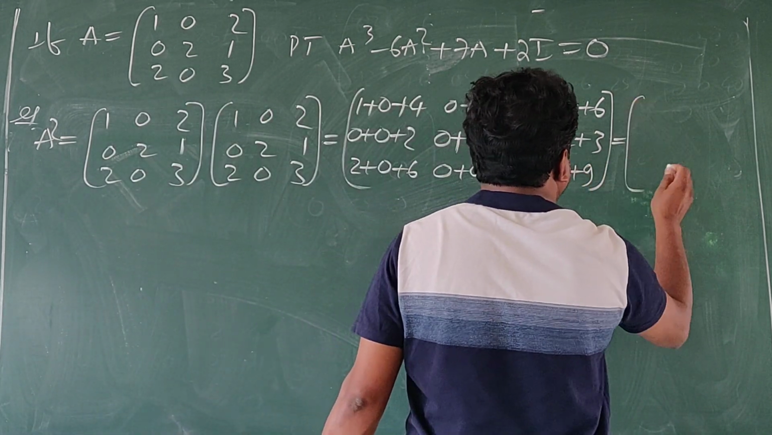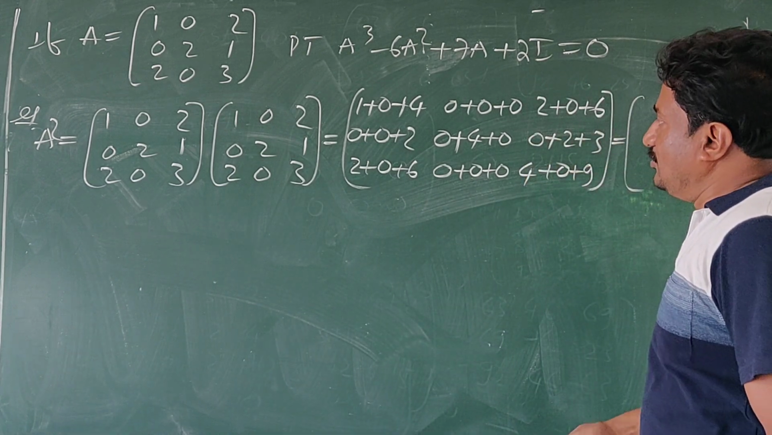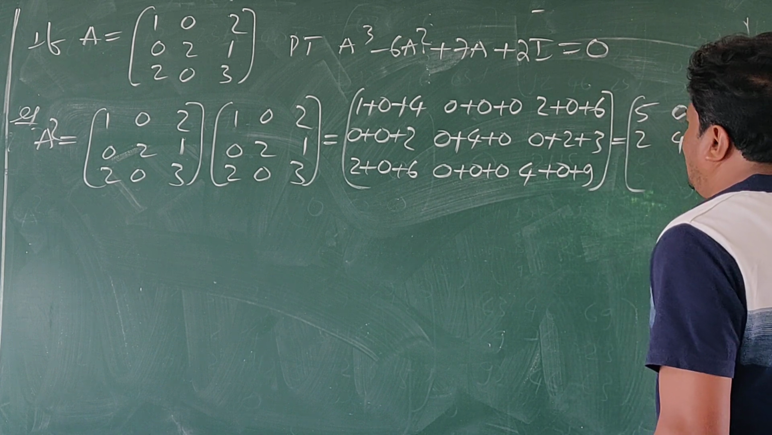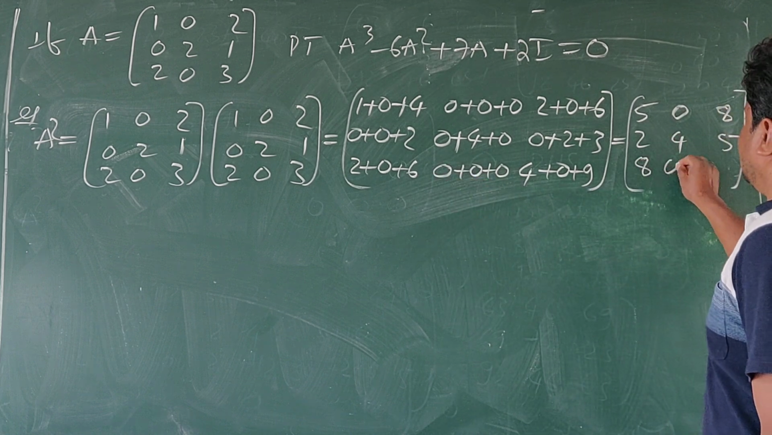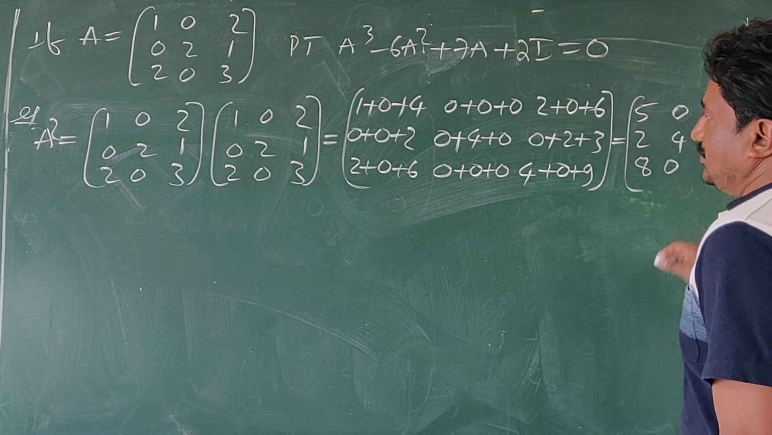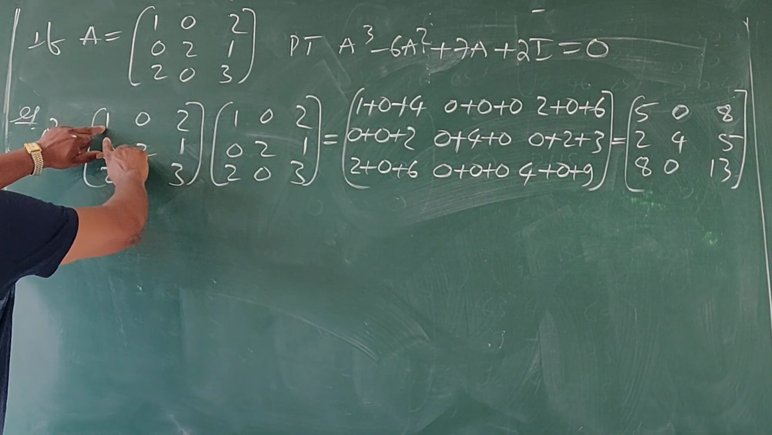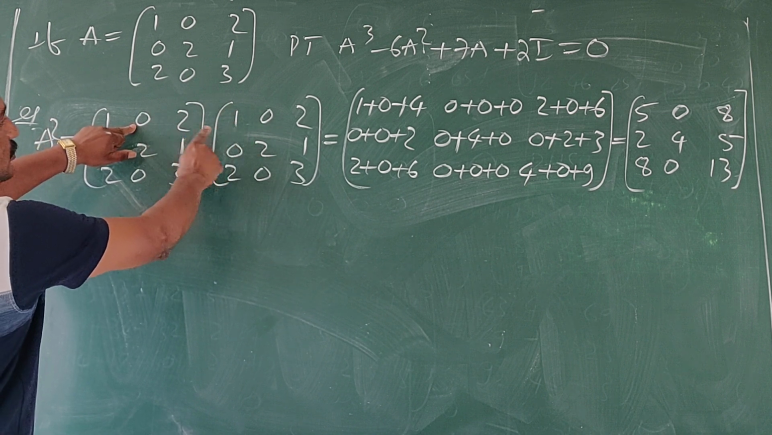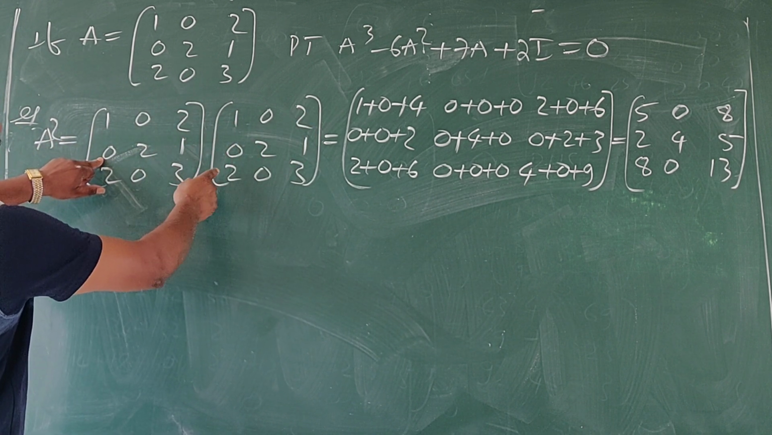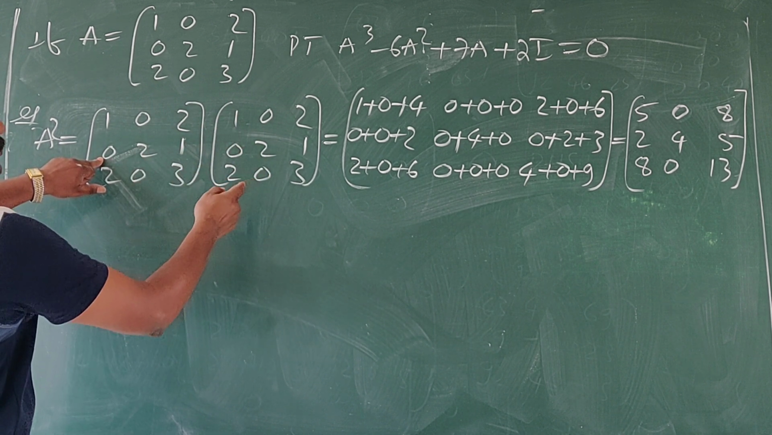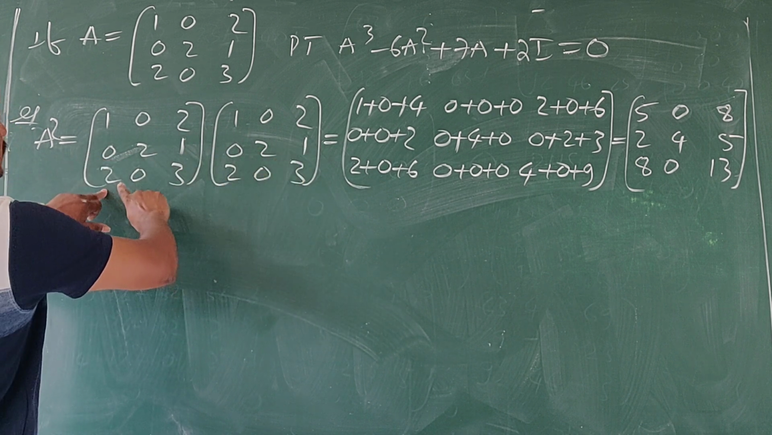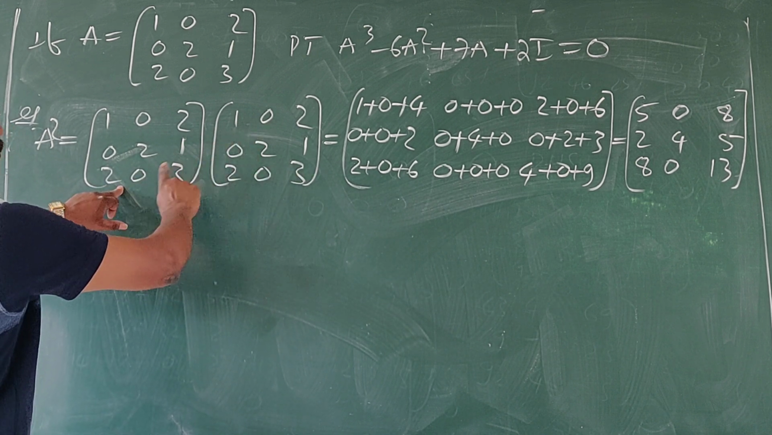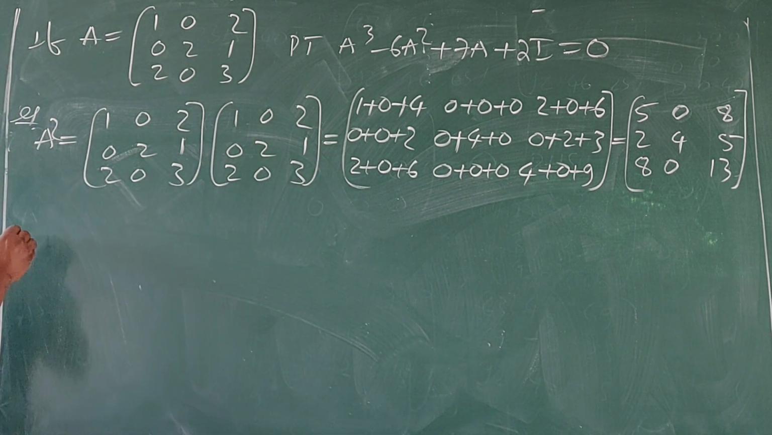Let us simplify this. A squared: 4 plus 1, 5, 0, 8; 2, 4, 5; 6 plus 2, 8, 8, 0, 9 plus 4, 13. So we got that. This is A squared: 5 0 8, 2 4 5, 8 0 13. Okay, it's correct.